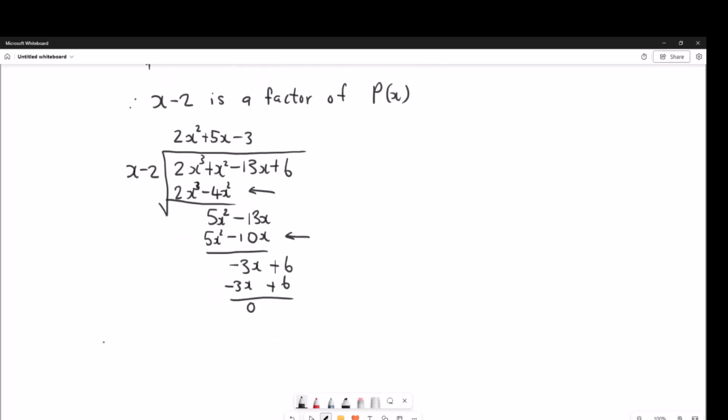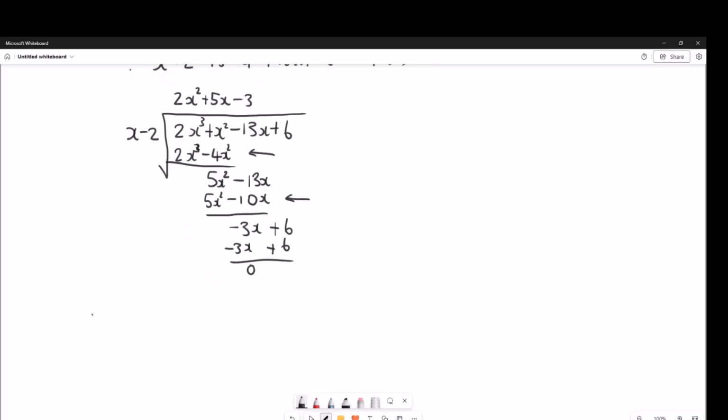So by the factor theorem, well, by the remainder theorem, I can say 2x cubed plus x squared minus 13x plus 6 is equal to that linear factor x minus 2. Remember, I put the 2 in there and I found that P of 2 is 0. So x minus 2 is a factor by the factor theorem. And then on top, it yielded this quotient function, 2x squared plus 5x minus 3.